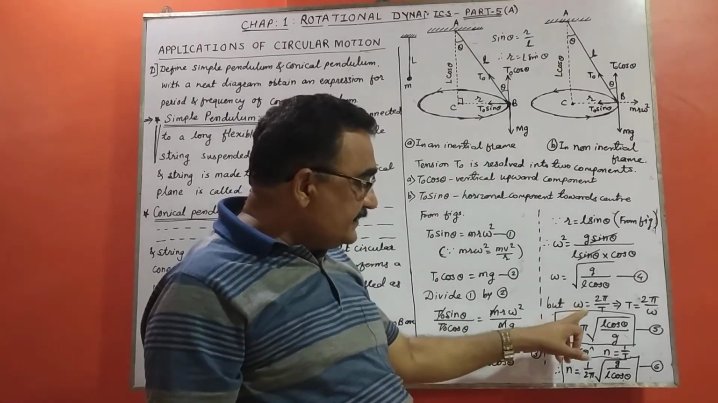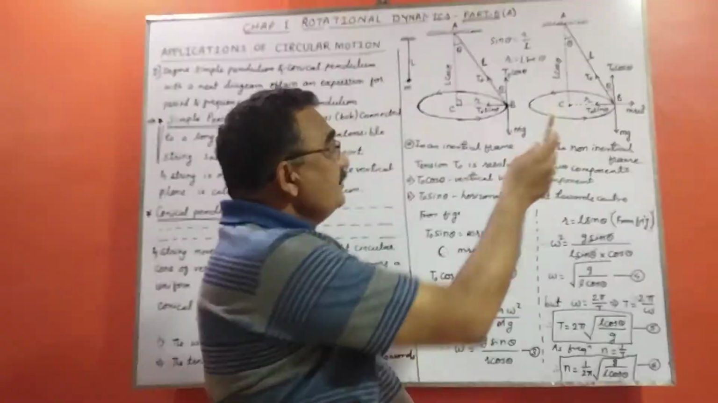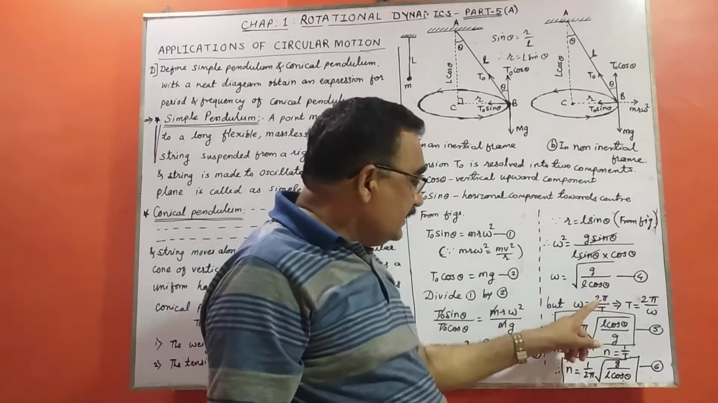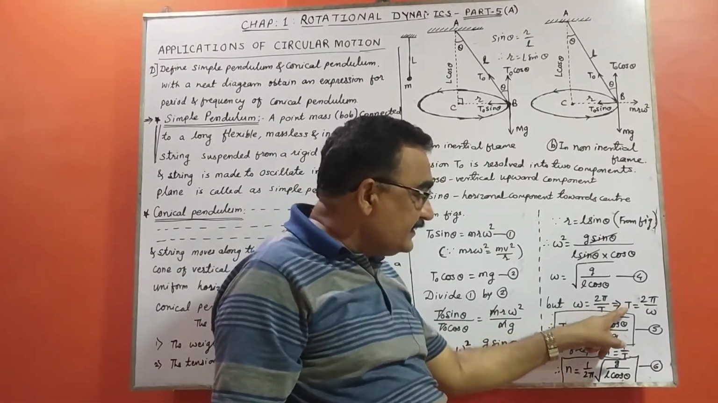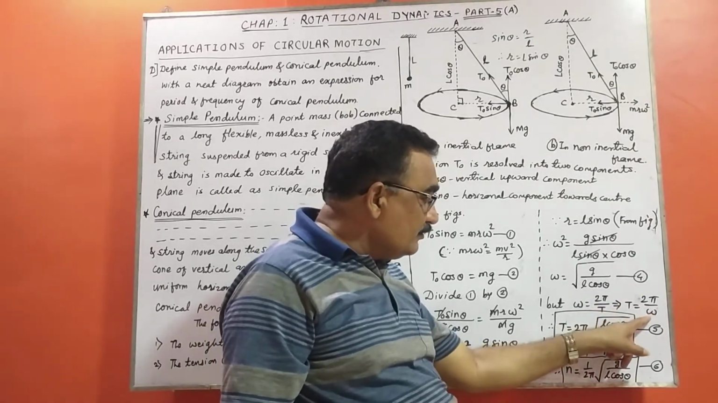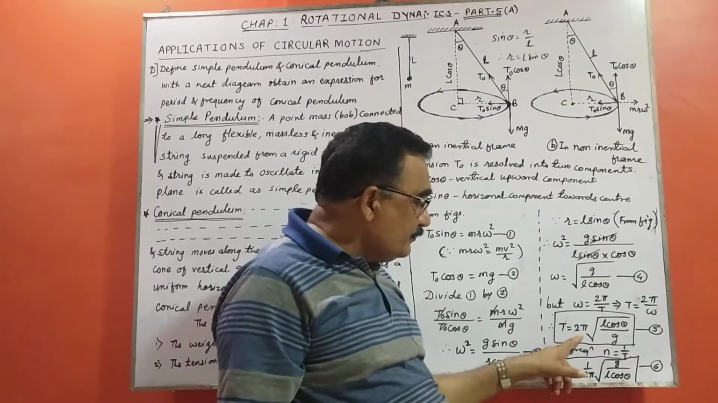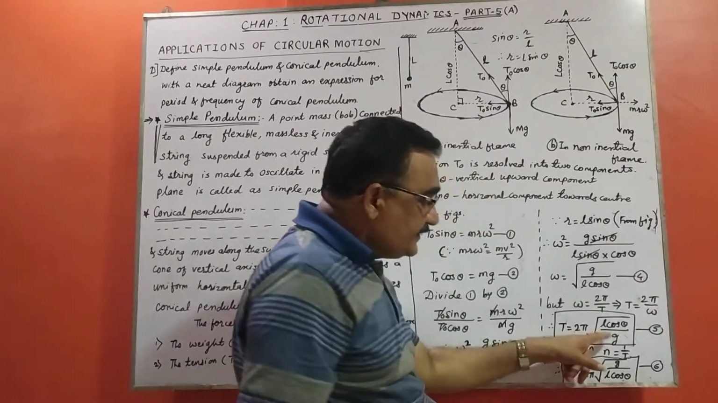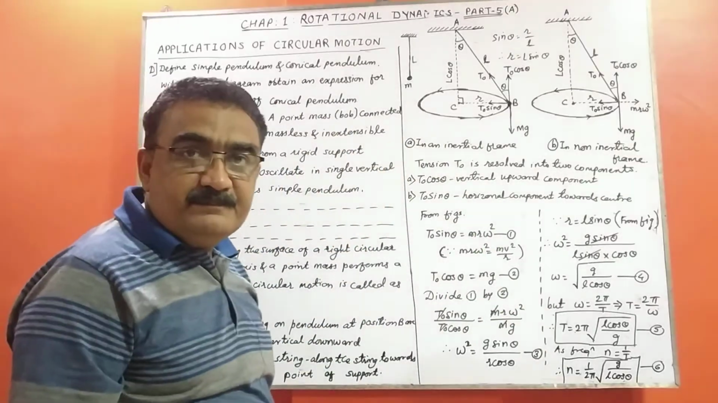But omega is 2 pi upon capital T, where capital T is the period of revolution for the conical pendulum. So changing the places of omega and capital T, T is equal to 2 pi upon omega. Now put this value here, then T is equal to 2 pi upon omega, which means its reciprocal, L cos theta upon g. That gives the period of the conical pendulum.